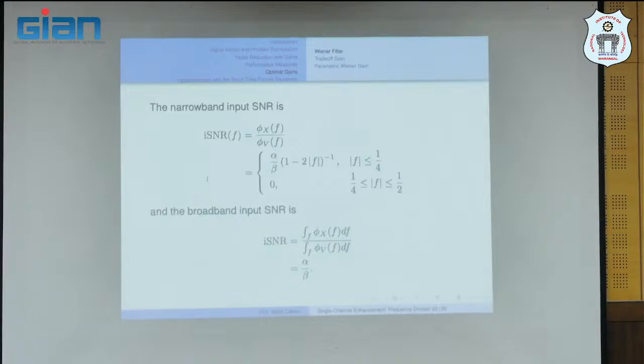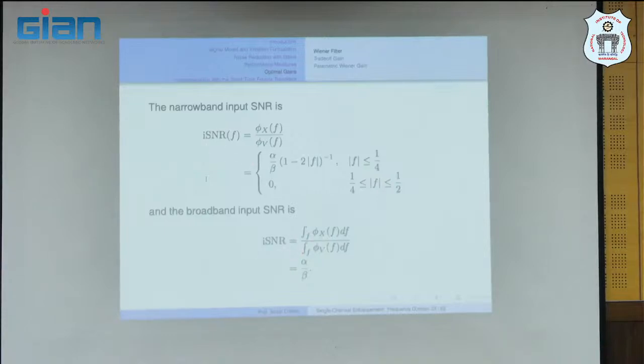So this will be the input SNR, the ratio between the variance of X and the variance of V, and then we have a mathematical expression like this. This is the narrow band input SNR. If we take the broadband input SNR, since it is the total integral of the spectrum of X over the total integral of the spectrum of V, for this example, we get alpha divided by beta.